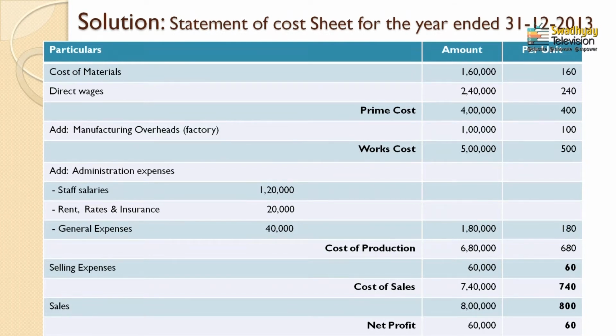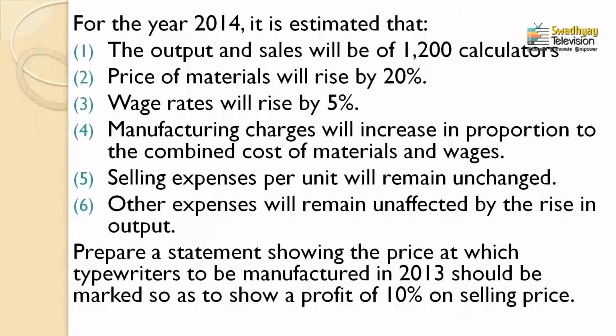8 lakh rupees sales will be recorded after the cost of sales, divided by the 1000 units. So, the per unit sales price is rupees 800, and the difference between the sales and cost of sales comes to 60,000 rupees, which is your net profit. Per unit net profit comes to 60 rupees. So, this is how we find out the statement of cost sheet for the year 2013. See here, the question is given in a different format.